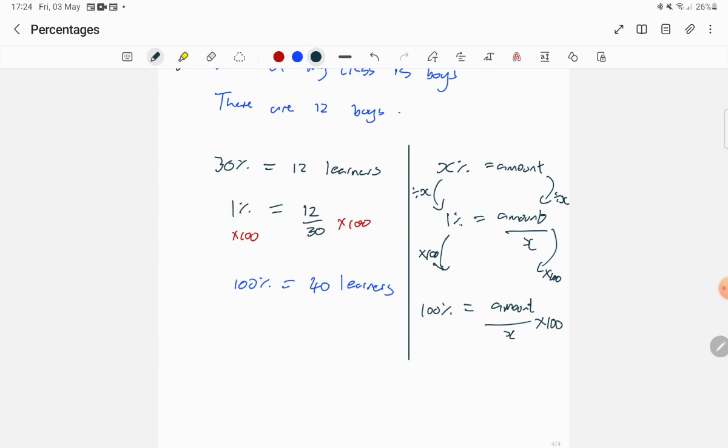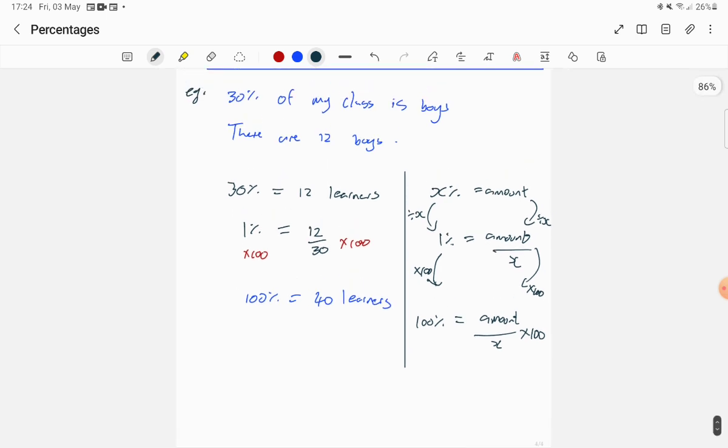That is percentages, and in the next lesson we will look at ratio and proportion.